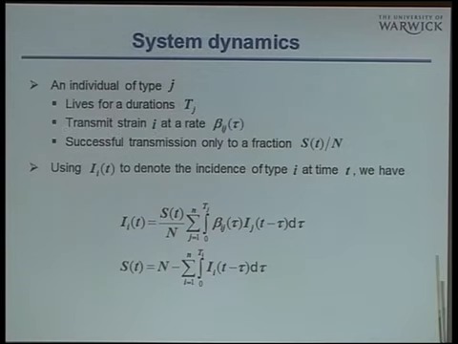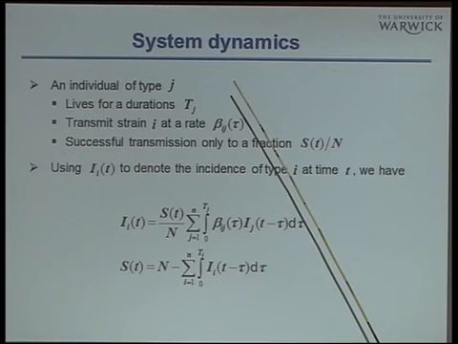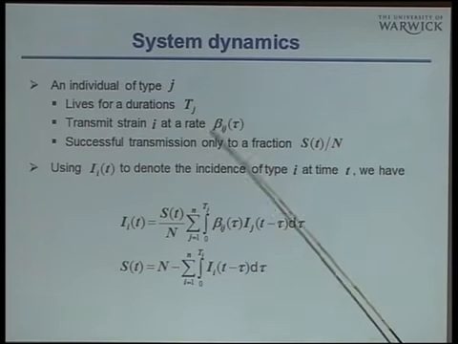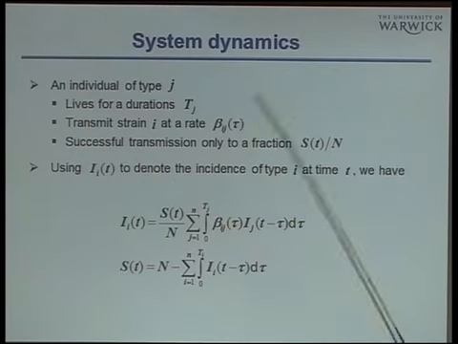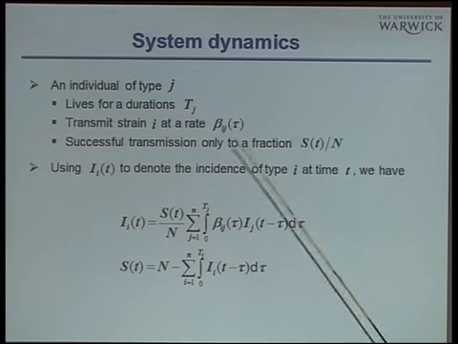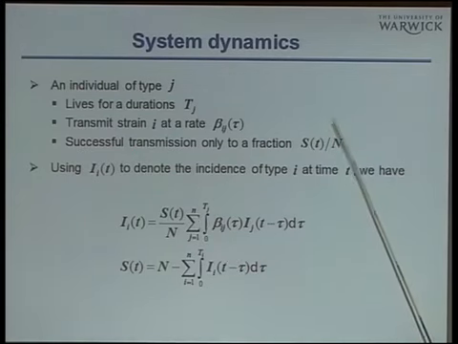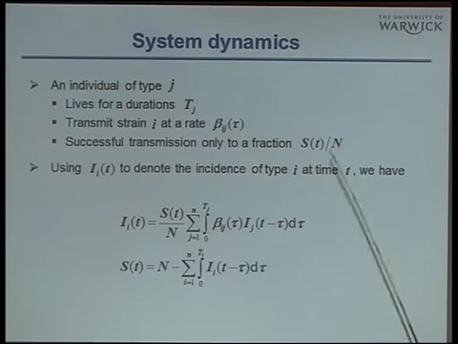So the system dynamics are constructed in this way. An individual of type J lives for a duration Tj, which is the sum of the duration of all the 3 stages. And it transmits strain I at a rate given by an infectivity profile from individual J to individual I at time tau since the time of the infection of the individual. And the transmission will be successful if it hits an individual in the susceptible fraction of the population, which changes over time.